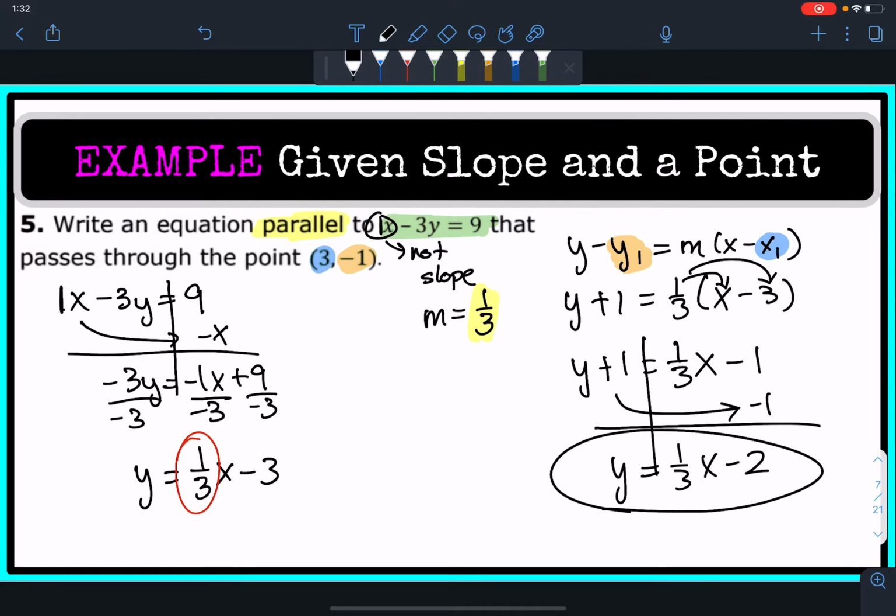So that's the equation of our line that is parallel to this and that goes through that point there. Now again, you would want to check this. Plug in the 3 for x, multiply it with the 1/3, which is equal to 1, and then subtracting the 2, I get that y is equal to negative 1, which matches that number. So I know that this equation is correct.